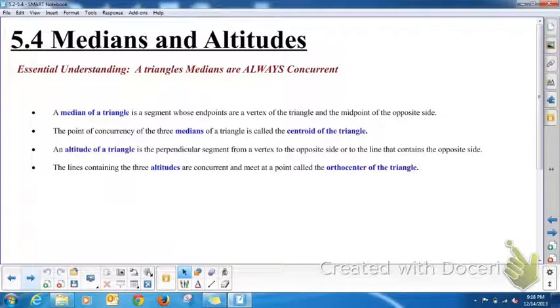An altitude means how tall something is. An altitude of a triangle can happen outside. You've seen examples of that, and we'll explore that more in class. But an altitude of a triangle is the perpendicular segment from the vertex to the line that contains the opposite side. So much easier for us to just look at some examples of that, right? The lines containing the three altitudes are concurrent and meet at a point called the orthocenter of the triangle. The orthocenter doesn't have to always be on the inside of the triangle either. Let's take a look.